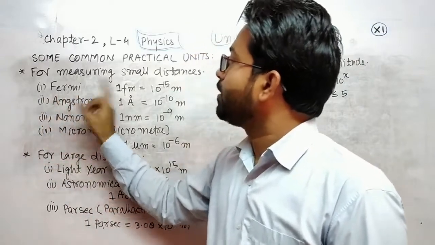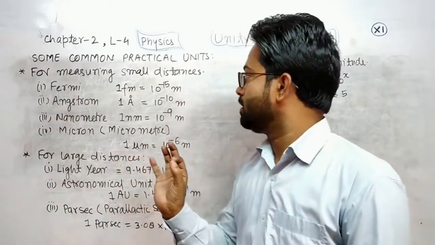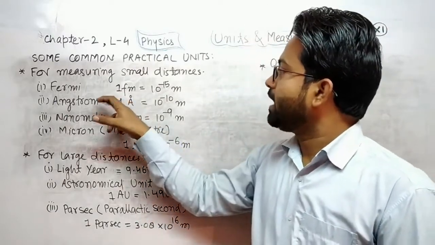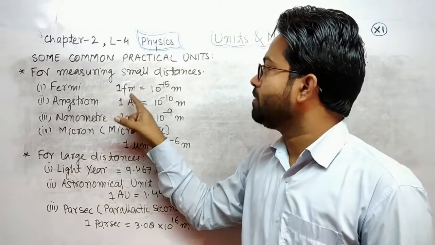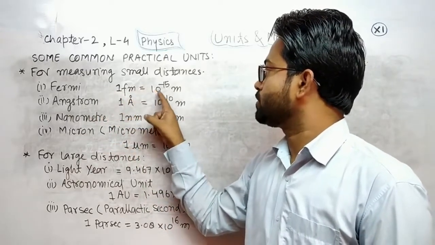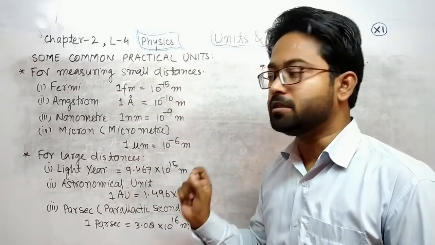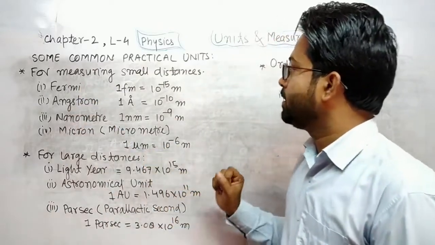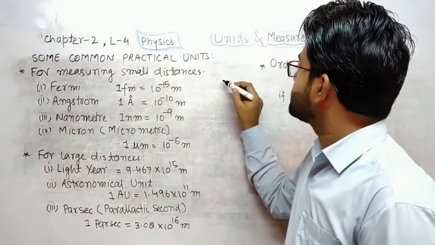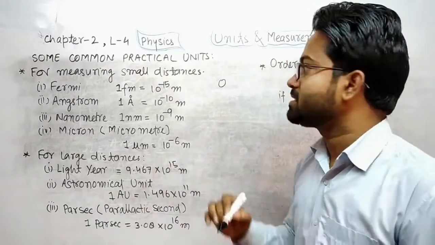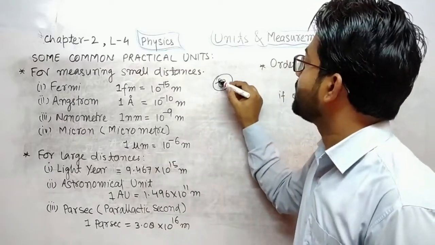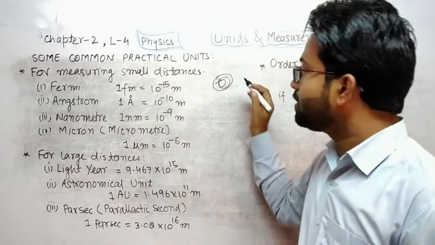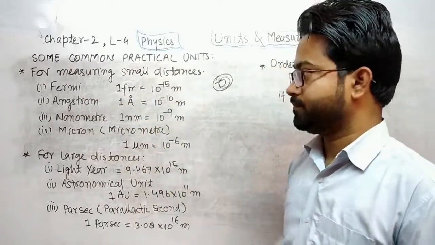First one is Fermi. Fermi is a very small unit, known as 1 fm, small f, small m. 1 Fermi is equal to 10 to the power minus 15 meter. That you need to remember. It is used to measure the size of a proton, electron, neutron, or nucleus. To measure the size of a nucleus, simply we can say that the nucleus is measured in Fermi.